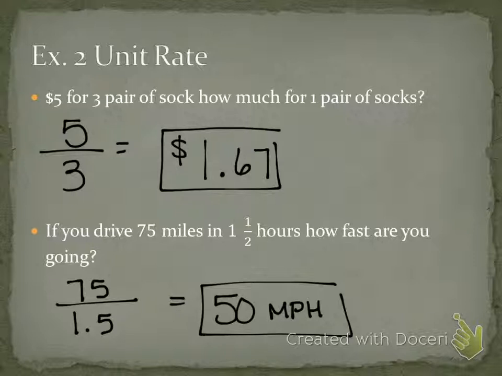Okay, so for unit rate, all you do is take the first number that they give you and divide it by the second number that they give you, because you're trying to find out per item how much it was.